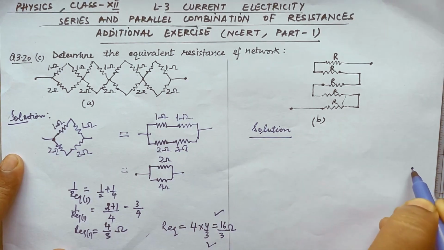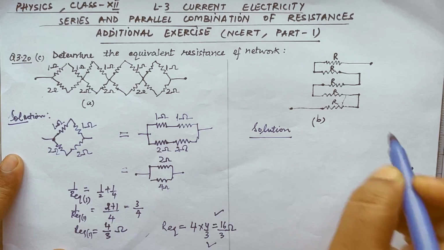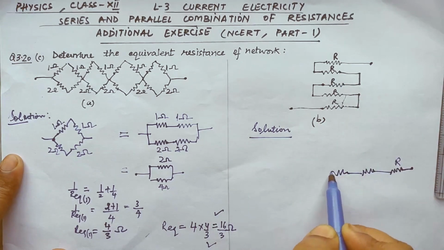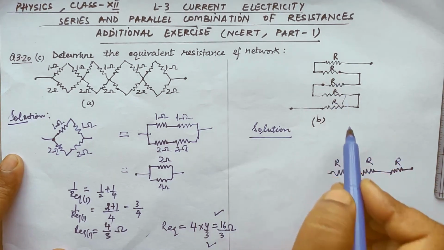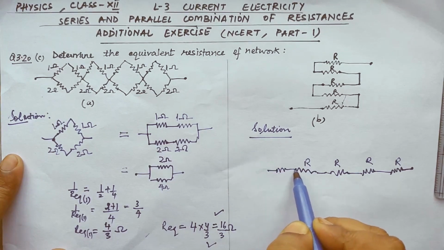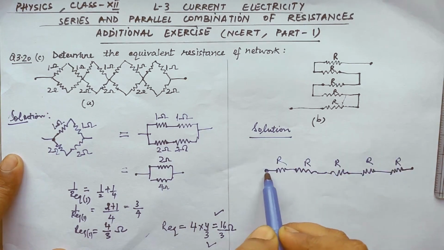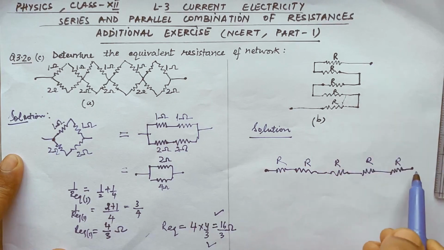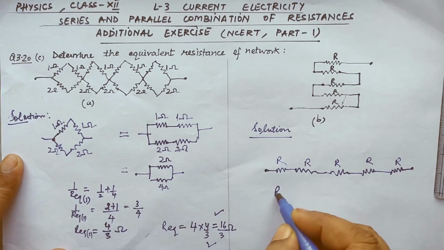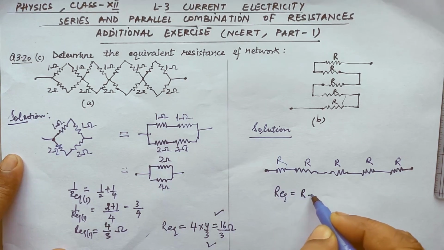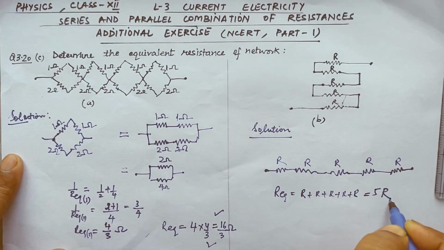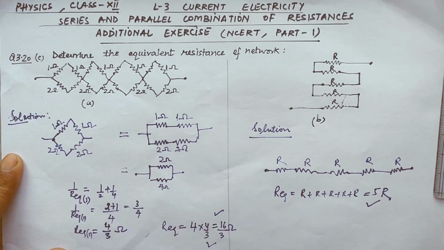Let me draw it. We have R like this, connected to another R, connected to another R. 1, 2, 3, 4, 5. We have 5 resistances. So you take this one, start from it. It is going like this, but actually it is this. So we can simply calculate R equivalent as R plus R plus R plus R plus R. That makes it 5R. So this is the answer to the given question.